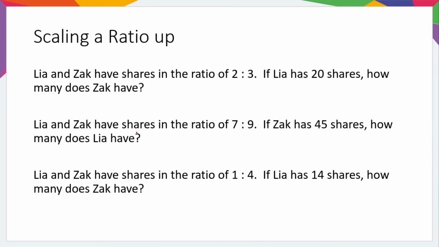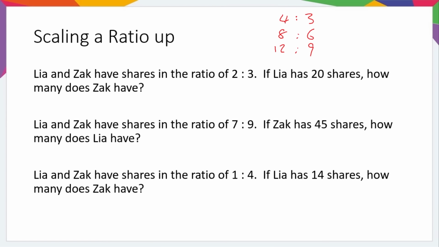Scaling a ratio up is the opposite to simplifying a ratio. If I've got a ratio 4:3, then I can scale that up 8:6. I've just doubled it. I could triple that ratio. 4 times 3 is 12. 3 times 3 is 9. As long as I perform the same multiplication to both numbers in the ratio, then it's a scaled up ratio.